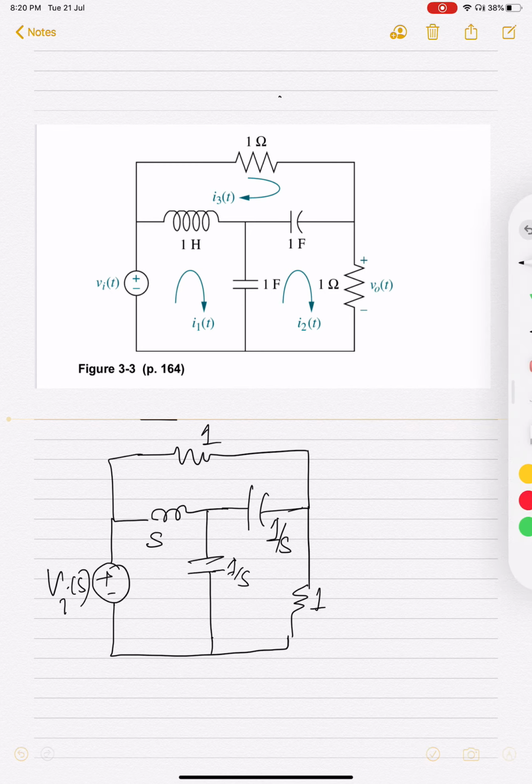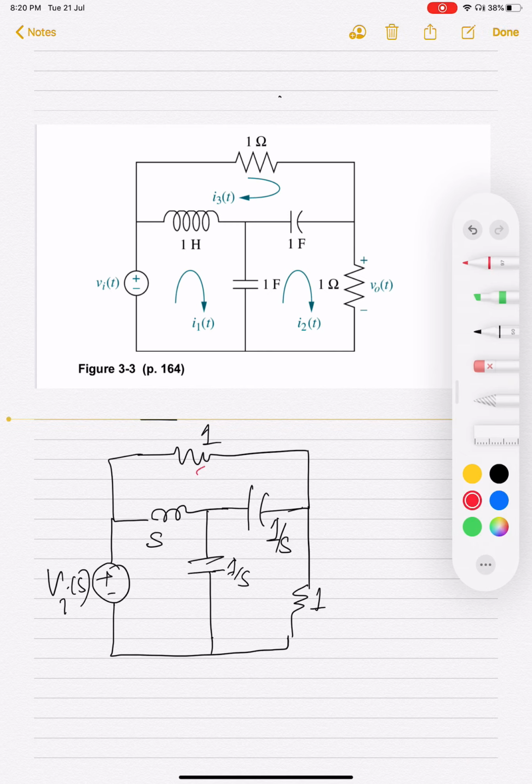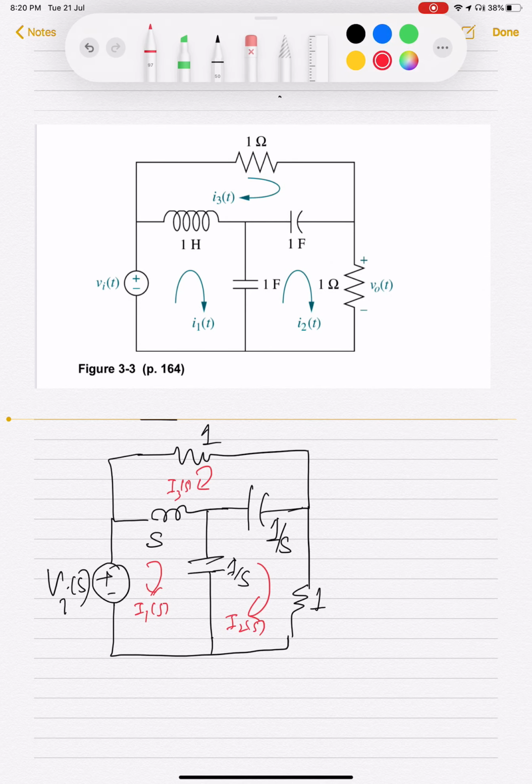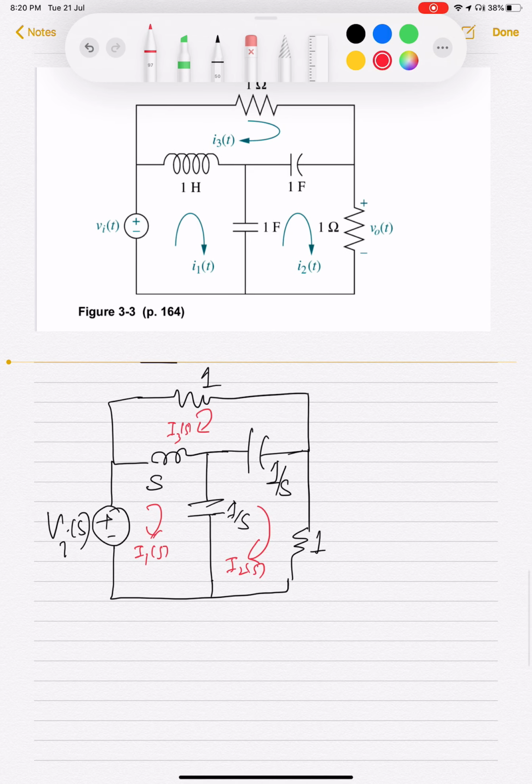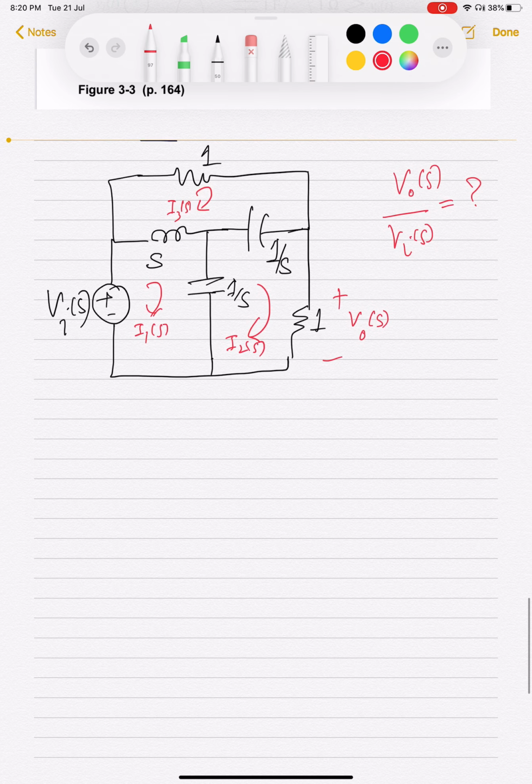And the three mesh currents, they are I3S, I1S, and I2S, right? So let us see whether we can find the transfer function, which is basically the output voltage here, V0S. So we are supposed to find V0S by VIS, the transfer function for this circuit. So let us see whether we can do this by writing the equations through inspection.